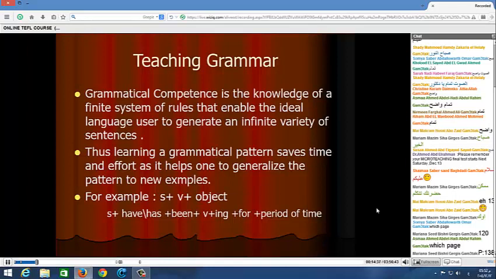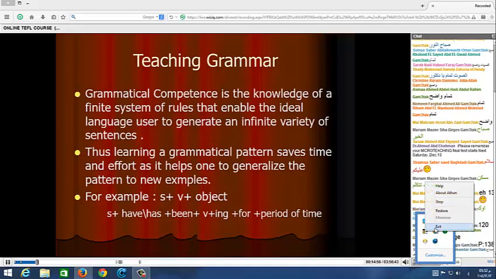What we mean by grammatical competence. When we say that this student is good in English, that means he has some kind of grammatical competence. When we say that the native speaker has grammatical competence in his language, that means he has a knowledge of a finite system of rules. What do we mean by finite system of rules?